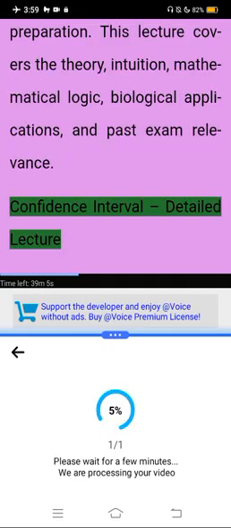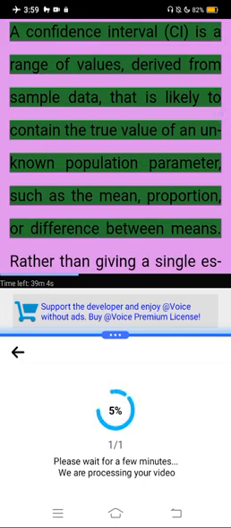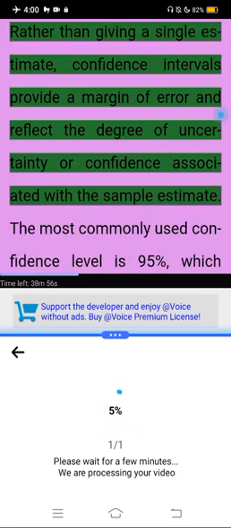Confidence interval. Detailed lecture. A confidence interval (CI) is a range of values derived from sample data that is likely to contain the true value of an unknown population parameter, such as the mean, proportion, or difference between means. Rather than giving a single estimate, confidence intervals provide a margin of error and reflect the degree of uncertainty or confidence associated with the sample estimate.